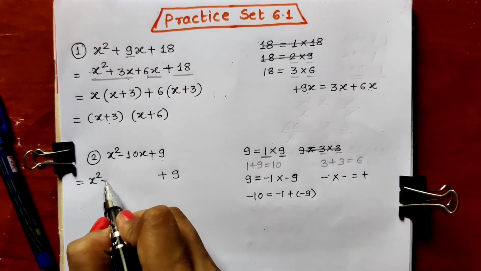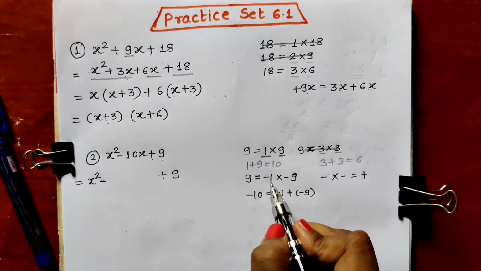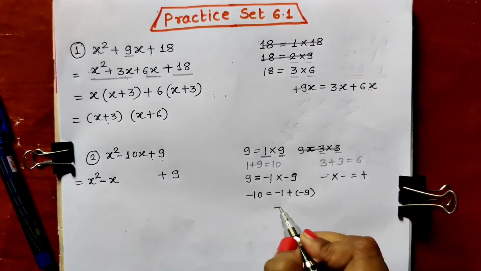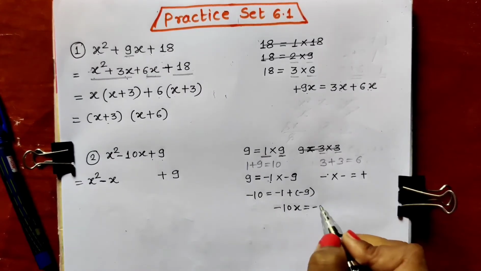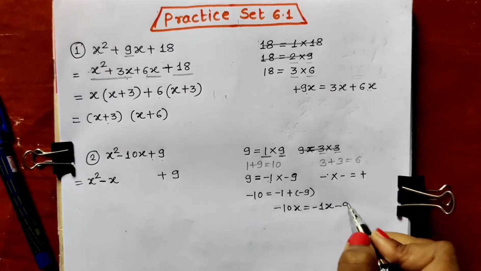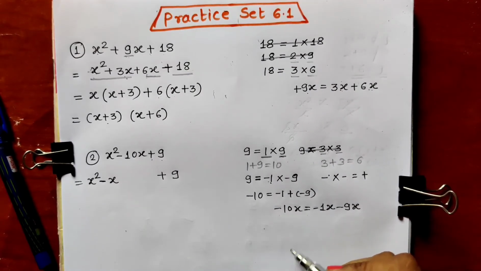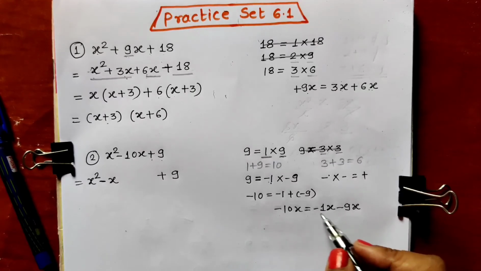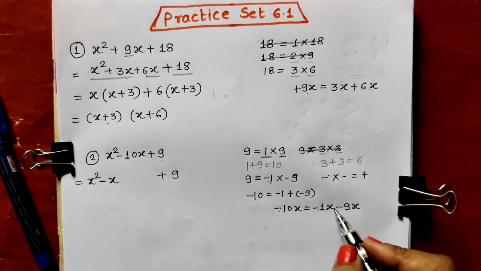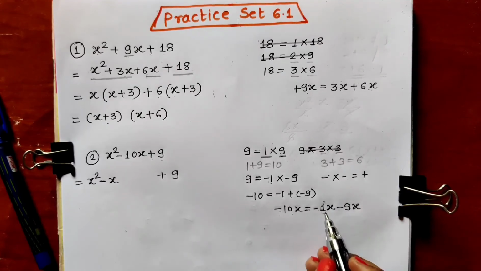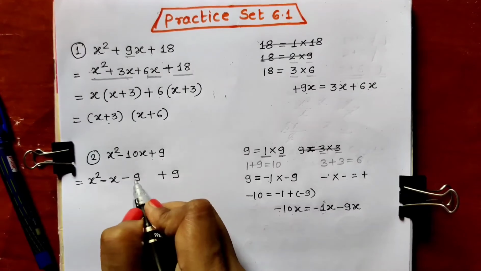So it should be minus 1x. We don't write 1. When the coefficient is 1 we write only x. Minus 10x can be written as minus 1x minus 9x. Minus 1x minus 9x will be minus 10x. Minus minus will be plus, but the sign should be minus. So 1 plus 9 is 10. So it is minus 1x minus 9x. But mostly when 1 is the coefficient we don't write it. We only write minus x minus 9x.